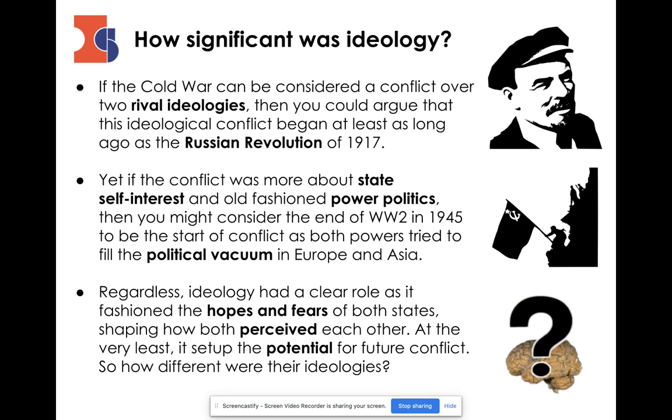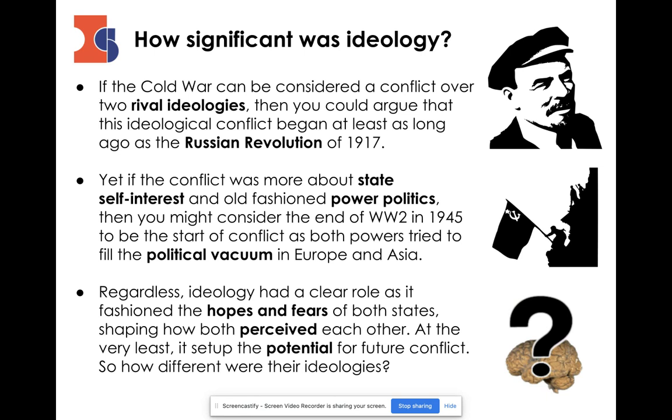However, if you think the Cold War was more about the self-interest, the power politics that we see in history, then perhaps the end of World War II is a more appropriate start date for the Cold War. That is when, with the defeat of Germany and Japan, there was a power vacuum in Europe and Asia. Both superpowers raced to fill it, and they came into conflict as they did. So you can see that your perspective on the war dictates when you think it begins.